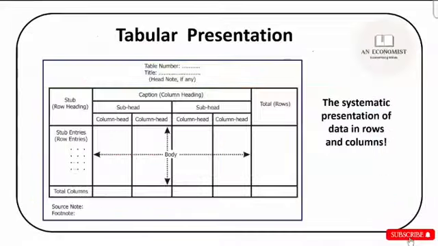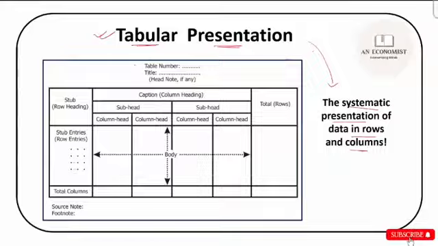And the second method would be the tabular presentation. It is simply putting the data in a table. But for a table, you need to have certain components. Tabular presentation is the systematic presentation of data in rows and columns. Now let us see what could be components in an ideal table.